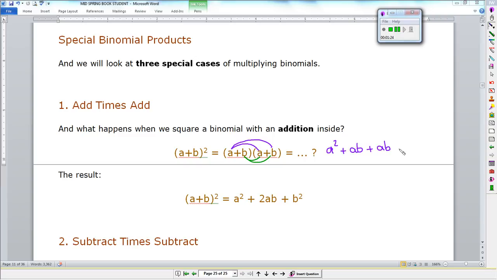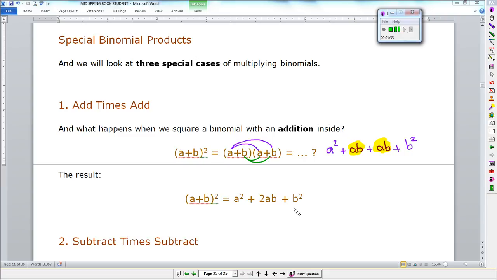ab plus b squared. Now the two terms in the middle are like terms because they have the same variables and the same exponent. So when you add them up, you just add the coefficients in front. There's no number in front, so by default it is 1. So think about 1 plus 1 gives you 2. So our answer will be a squared plus 2ab plus b squared.